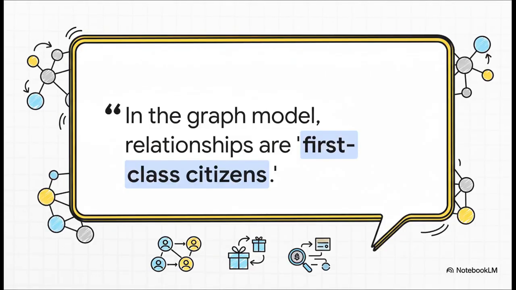And that brings us to this quote, which is maybe the most important takeaway here. In a graph, relationships aren't some afterthought. They are first-class citizens. They're not just bridges between data points, they're like entire highways with their own traffic data, their own rules, their own information. They are data points in their own right.